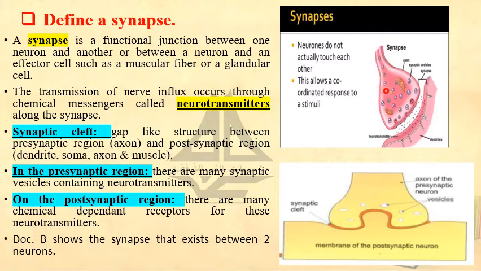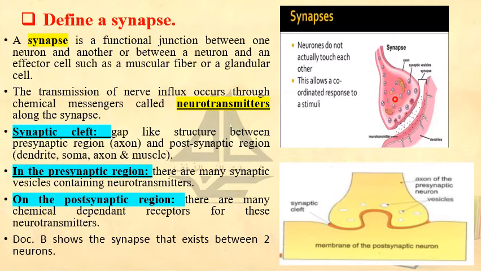And at the end of the axon, at the level of the terminal buds, we have synaptic vesicles, and inside the synaptic vesicles we have chemical substances called neurotransmitters. Such chemical substances are responsible for transmitting the nervous message to the second neuron. And the second neuron, the one that receives the nervous message, is called the postsynaptic neuron.